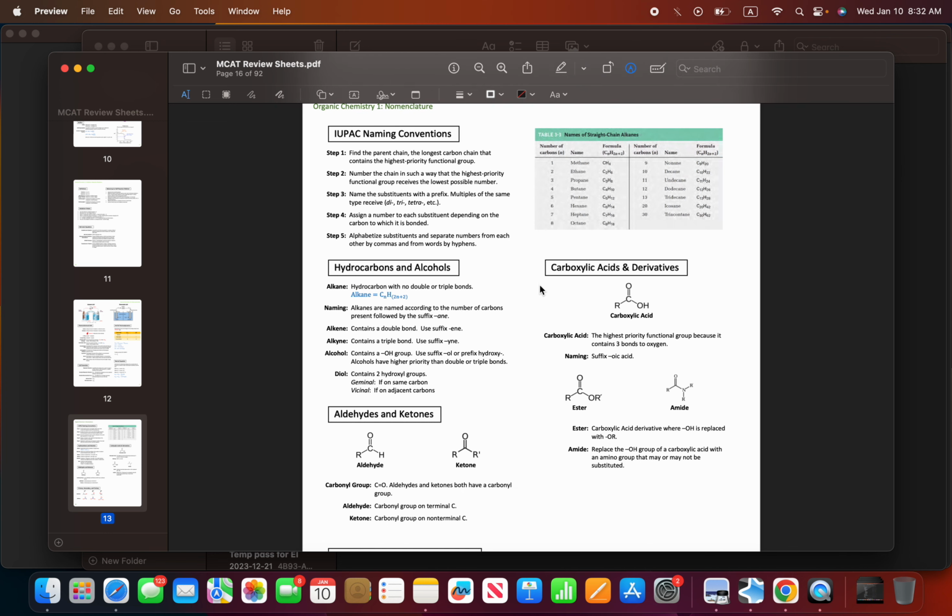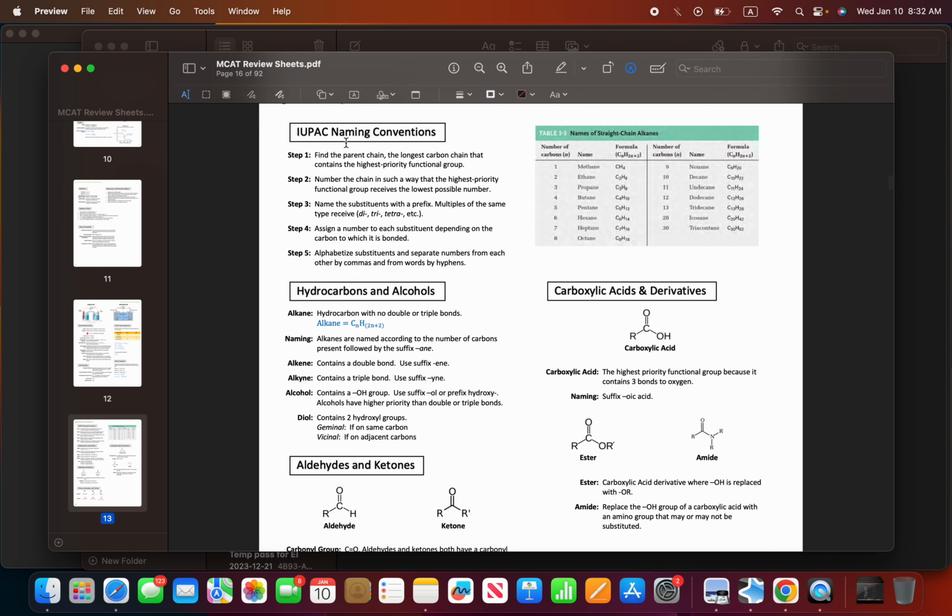Let's start with the content overview. So we have IUPAC naming conventions. You have 5 steps. In step 1, you find the parent chain. It is the longest carbon chain that contains the highest priority functional group. So based on your highest priority functional group, you find the parent chain and you start from there.